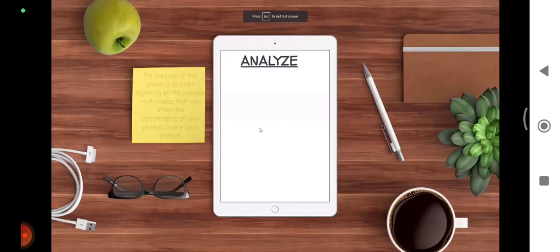So in the analyze phase, the purpose is to start exploring all the possible root causes that can affect the performance of your process or your product. By the end of the analyze phase, you should have determined the current process capability. This is when we measure the capability of the process, that means the Z-score or the defects per million opportunities. Basically, how good is the process, and we also need to determine the root causes if the process performance is very low.